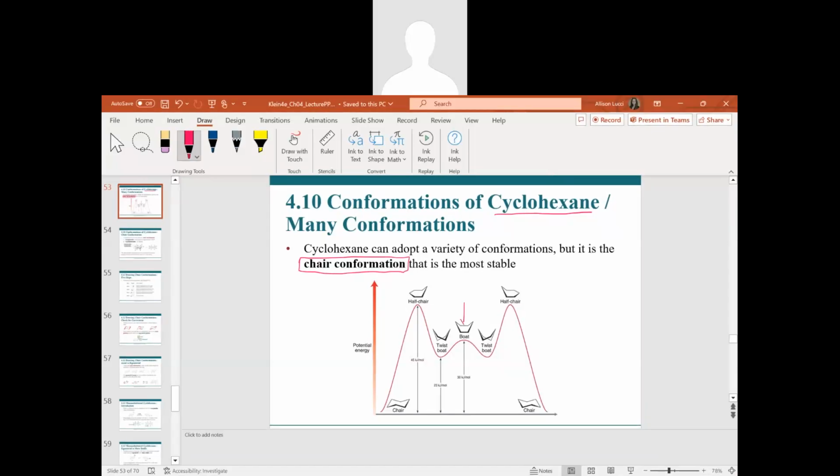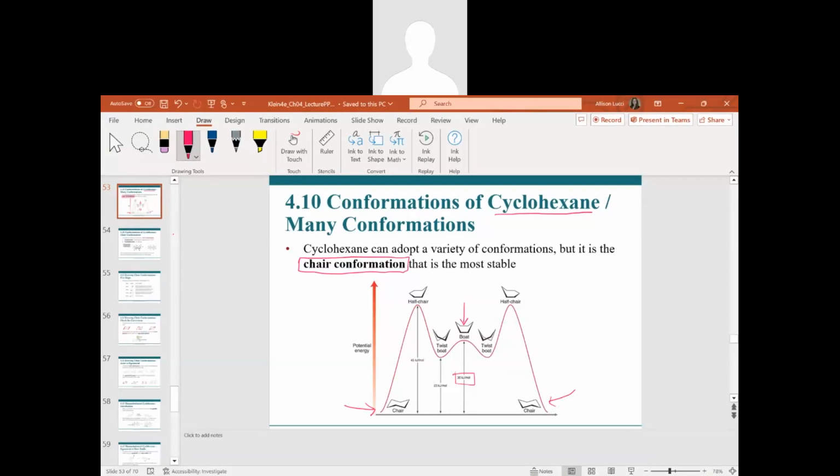The chair and the boat are commonly mentioned as the two main conformations of cyclohexane, but we'll see why the chair conformation is much more stable. It ends up having much lower energy in either of these two chairs shown down here than our boat. They're about 30 kilojoules per mole difference in stability.